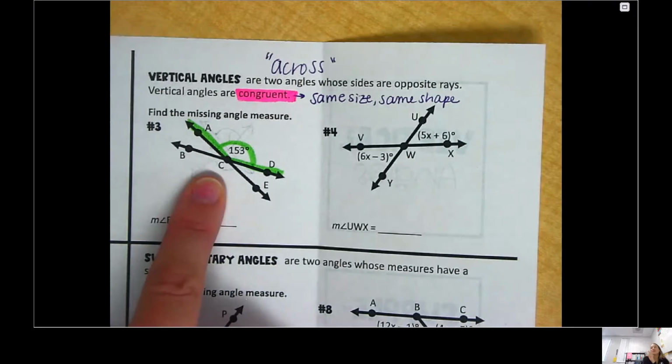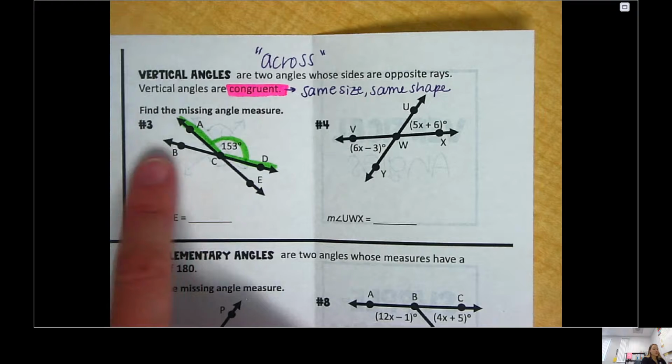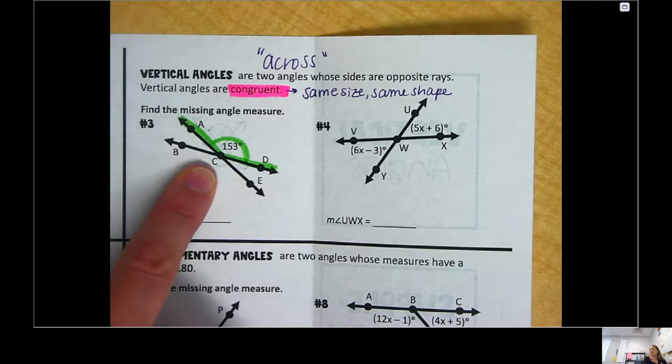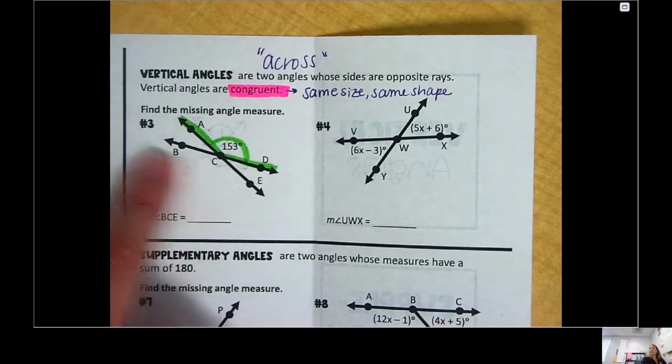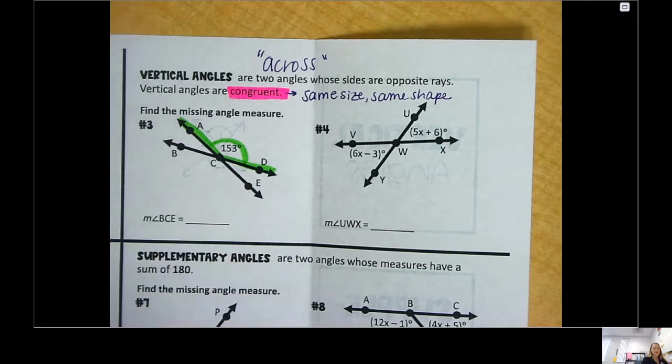Now, we have to name it with 3 letters. Do you remember how to name them? No? So you have to pick the 3 letters on the angle, and the middle point has to be the second letter that you said. So BCE is one way I could name it. What's another way I could name it? ECB. Yep, both of those work. You can go back or forth.